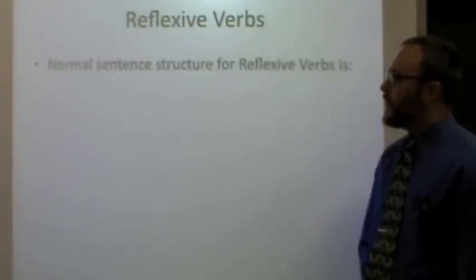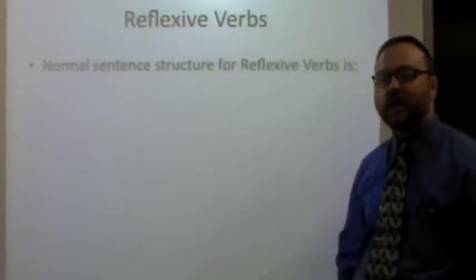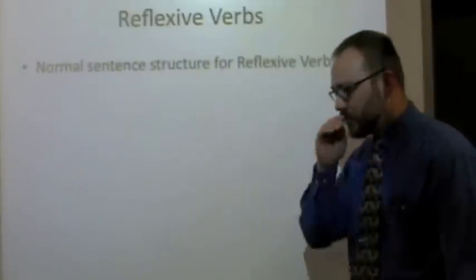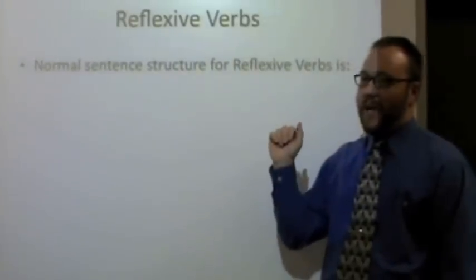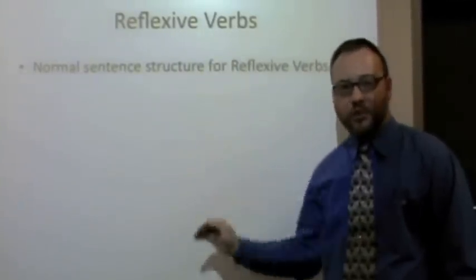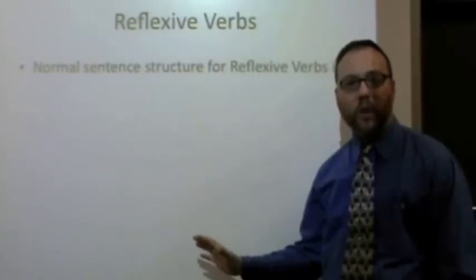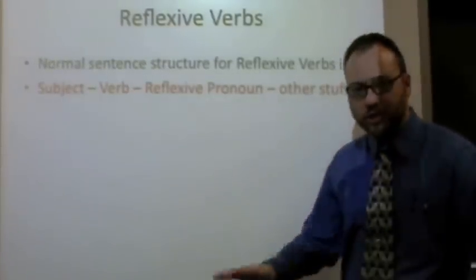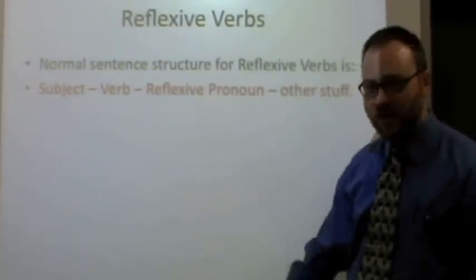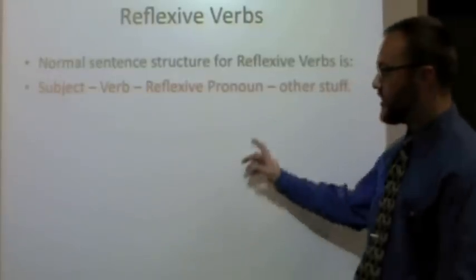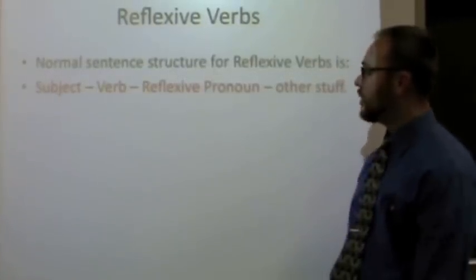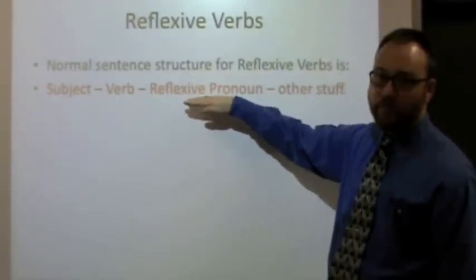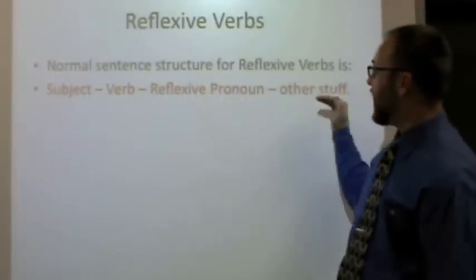Okay. Now, this is going to seem like a lot, but just bear with me. The normal sentence structure for reflexive verbs is, and there's a couple different situations. I'm going to give you all the situations at first. Don't feel overwhelmed. It's going to seem like a lot, but you'll understand here in a minute. So in a normal situation, present tense sentence with nothing but subject and verb, this is what you need to get into your brain. Our word order is going to be subject, followed by the verb, followed by the reflexive pronoun, and then your other stuff.